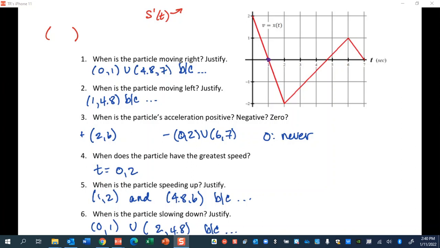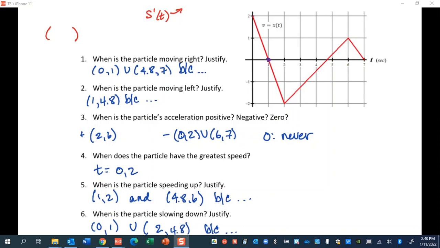All right, let's talk about acceleration. Acceleration is the second derivative of position and the derivative of velocity. So we're looking at the slope of the tangent line. Well, this tangent line, because it's a linear function, the slope of that tangent line is going to exactly match this constant rate of change. So what's happening to the acceleration here? It's negative. Here the acceleration's positive. Here the acceleration's negative.